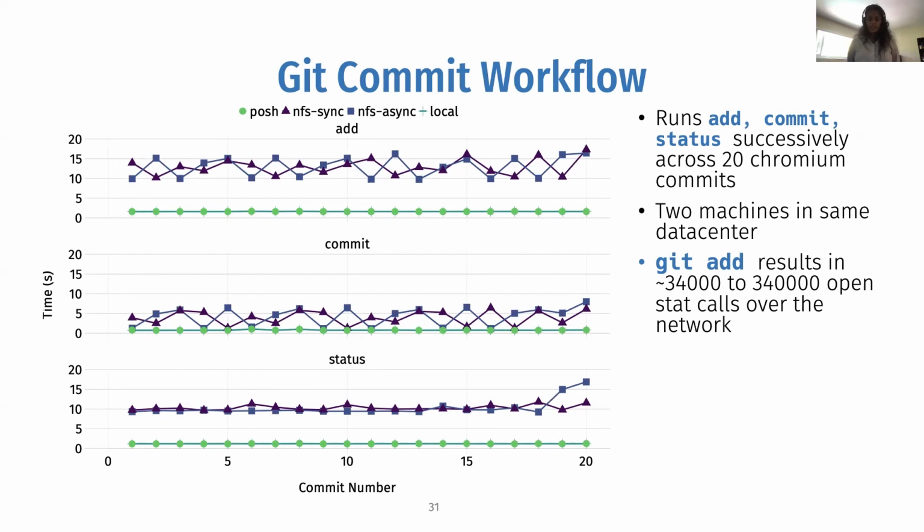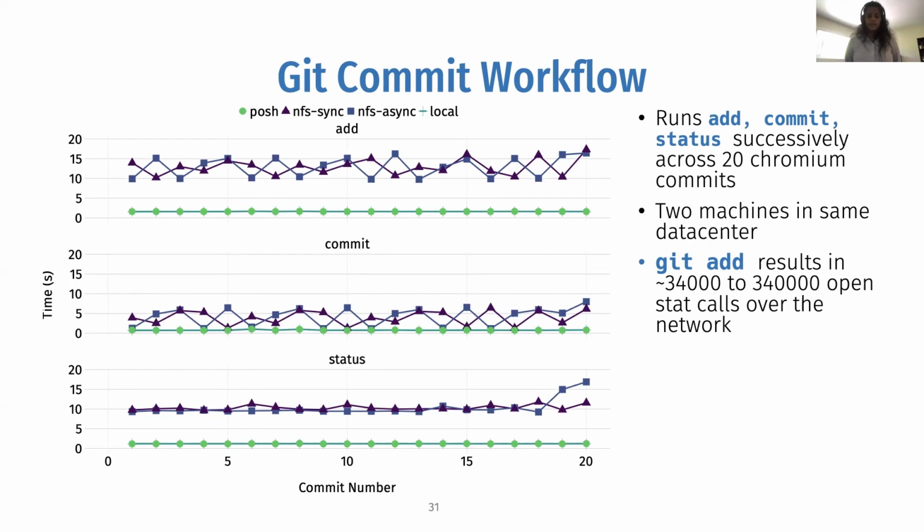Git repositories typically contain many small files. Commands like status and add check the status of every file to see if it's been modified. This results in NFS making file system requests such as stat for every file. As a comparison, one other application in our eval makes only around 2,500 open and stat calls, but these numbers are in the 34,000 and 340,000 for a git add. POSH saves on latency by avoiding many round trips.